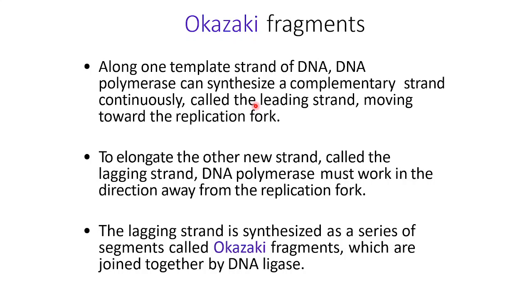Why is it a leading strand? Because there is a continuous elongation happening. But for the other strand, the lagging strand, the DNA polymerase must work in a direction away from the replication fork. So smaller segments have to be created. That's the Okazaki fragments. If you're creating smaller fragments one at a time, the process is slower and the elongation speed decreases, due to which it lags behind one particular strand, known as the lagging strand. The lagging strand is synthesized as a series of segments called the Okazaki fragments, which are finally joined by another important enzyme, the DNA ligase.